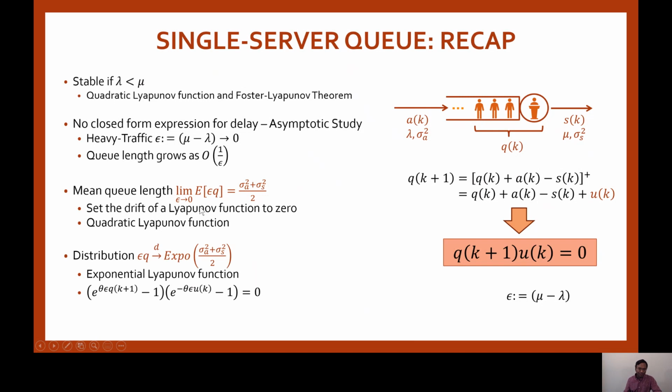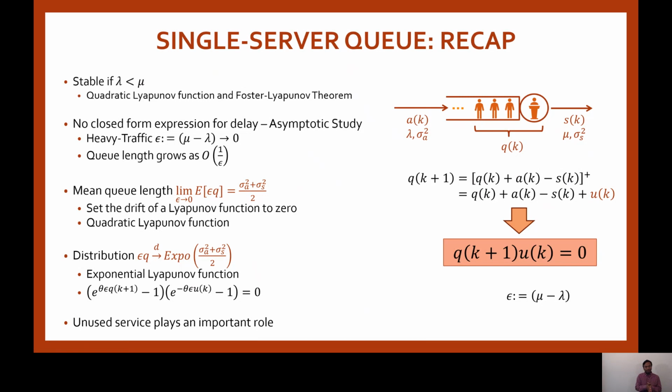Then we also studied the distribution of epsilon q. Epsilon q is a random variable. Instead of its mean, I want to understand the whole distribution. And the distribution converges to an exponential with this mean. And we proved this using an exponential Lyapunov function. And to do this, the key step was in generalizing this Q U equal to 0 equation. And we did this by writing it in this exponential form, which was kind of a simple trick because we can prove this in one line. So in all of this discussion, unused service played a very important role.